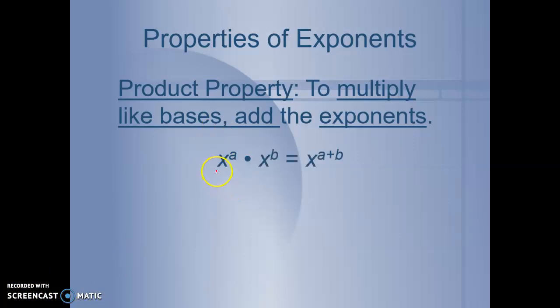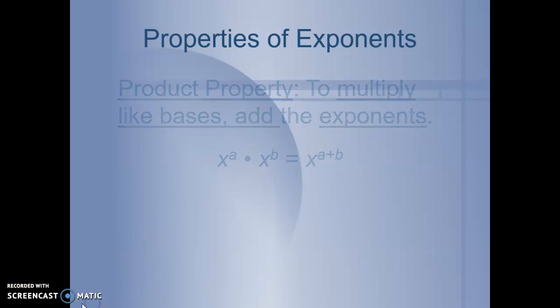Without numbers, we have like bases. Both of our bases are x. We're multiplying these bases. And what we can do as a little shortcut is take our two exponents and add them together. Let's put some numbers with this, shall we?